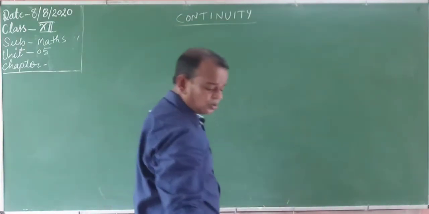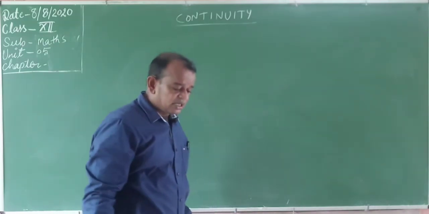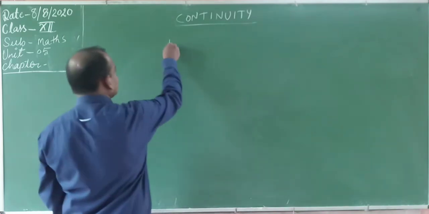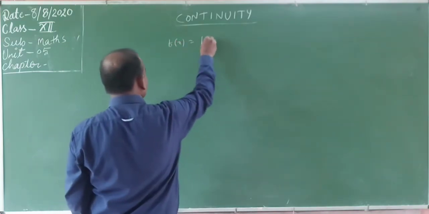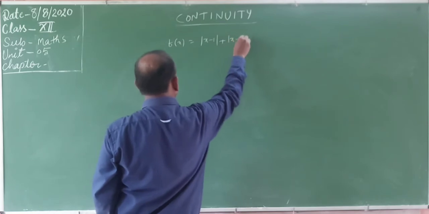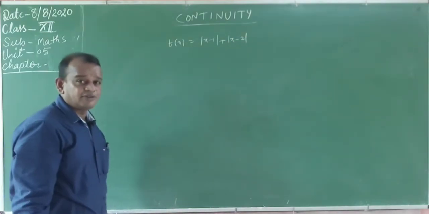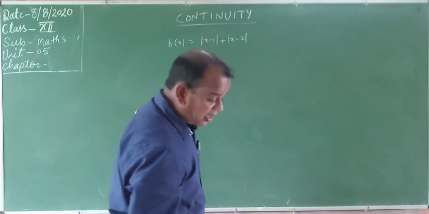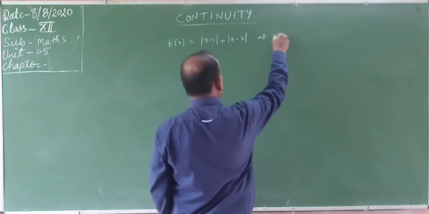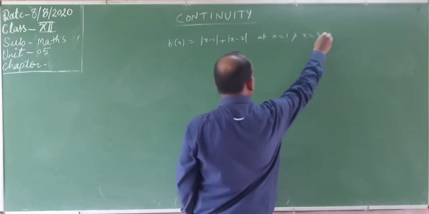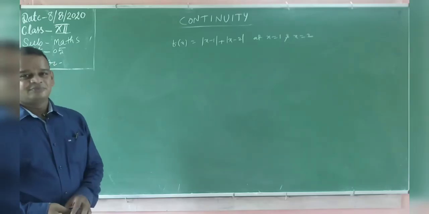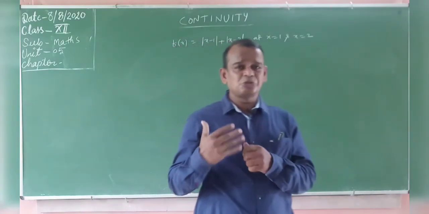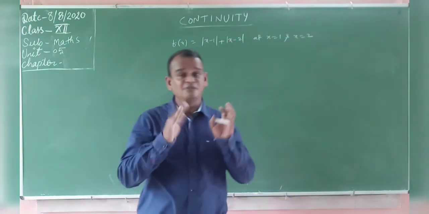Okay, how to do it? First, discuss the continuity of the function given by f of x is equal to modulus of x minus 1 plus modulus of x minus 2, at x is equal to 1 and x is equal to 2. Discuss the continuity. You remember, whenever modulus is given, first split the function. After that we will do the problem.